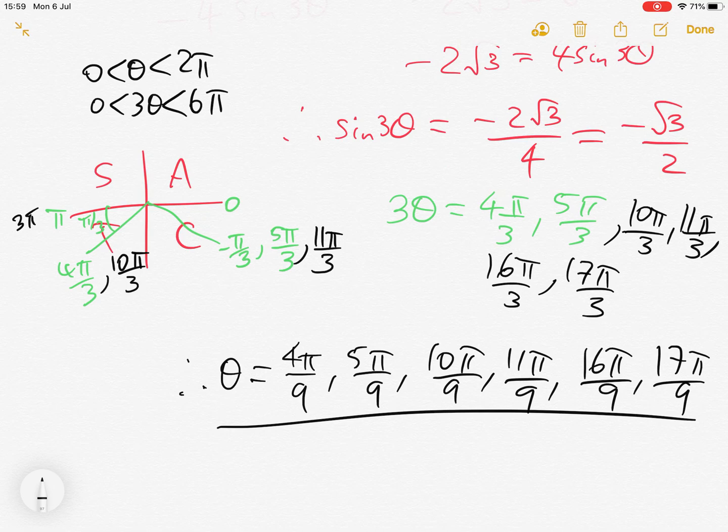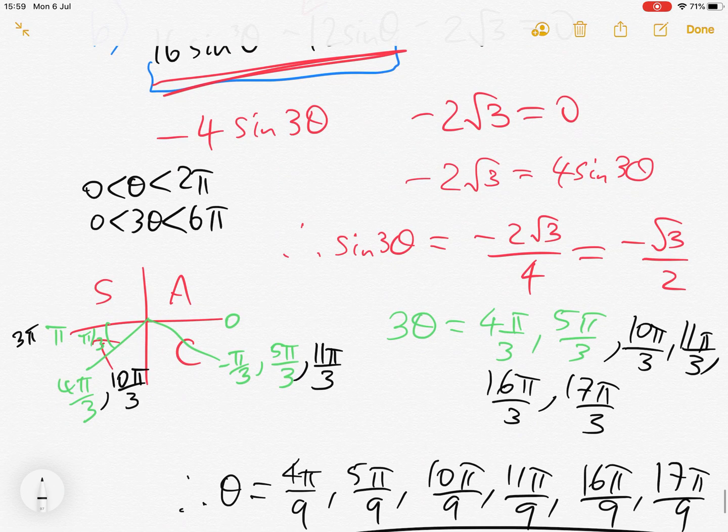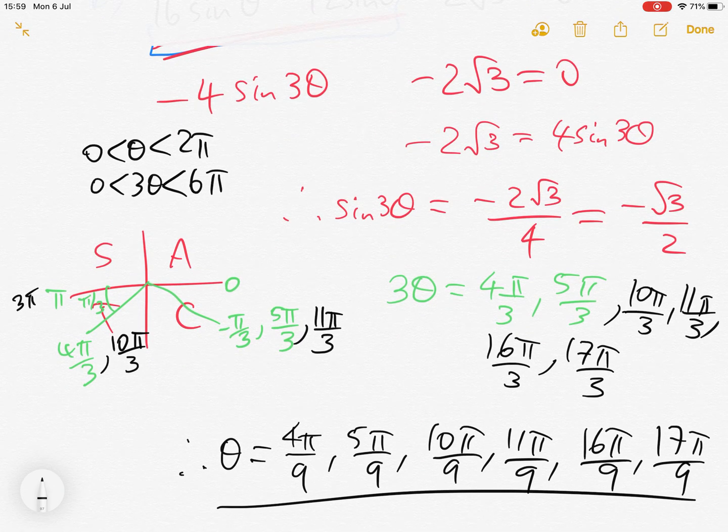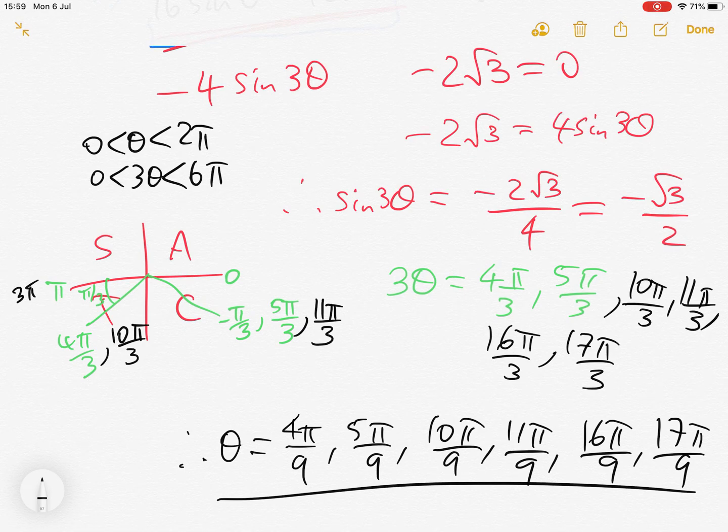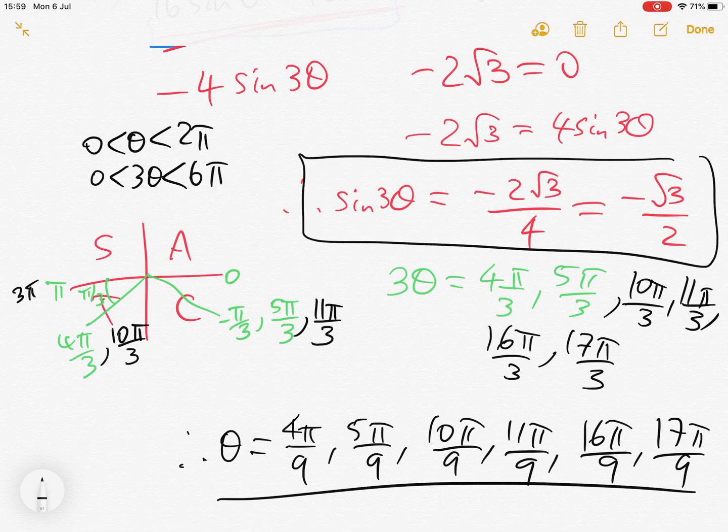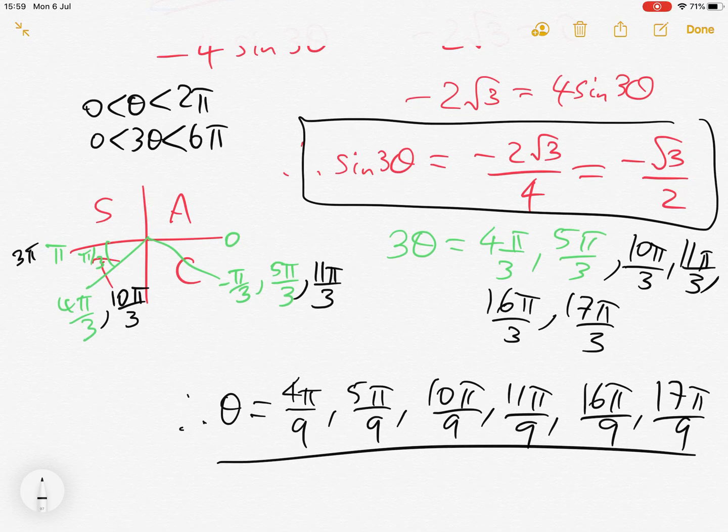So this is a reasonably difficult question. There are a lot of places you could go wrong, and this really relies on having a strong foundational knowledge of the year 1 trigonometry, solving equations like sine 3 theta equals minus root 3 over 2. Okay, so that concludes this video.